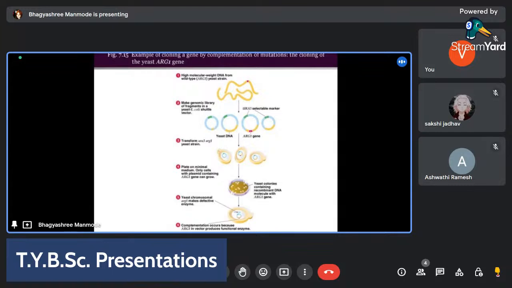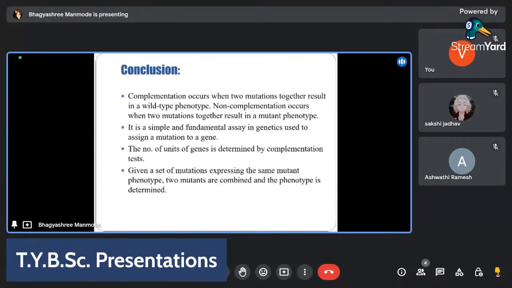So, in conclusion, complementation occurs when two mutations together result in a wild-type phenotype. Non-complementation occurs when two mutations together result in a mutant phenotype. It is a simple and fundamental assay in genetics used to assign a mutation to a gene. The number of units of genes is determined by the complementation test. Given a set of mutations expressing the same mutant phenotype, the two mutants are combined and the phenotype is determined.